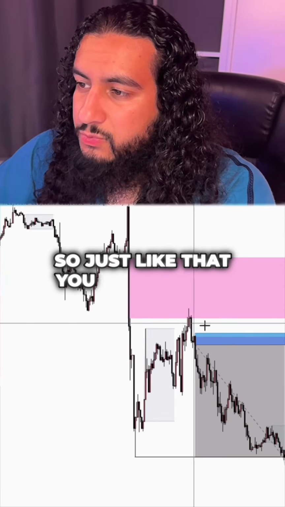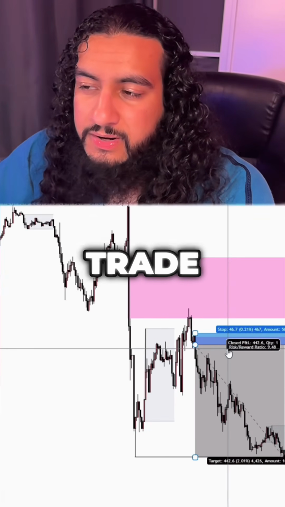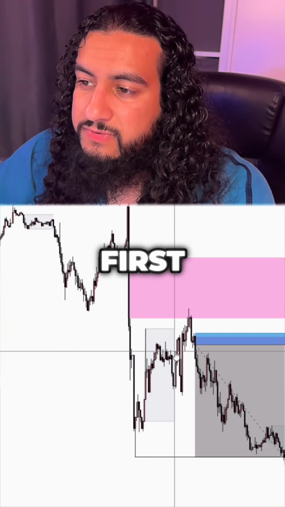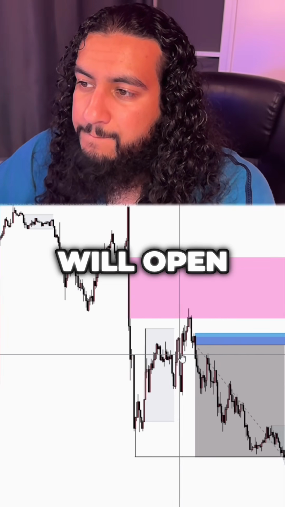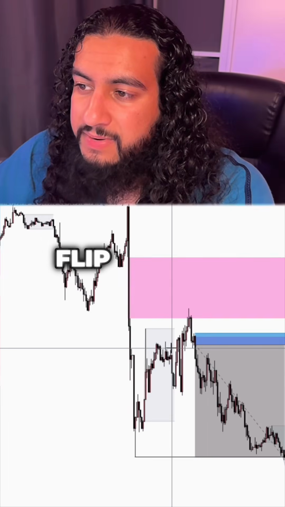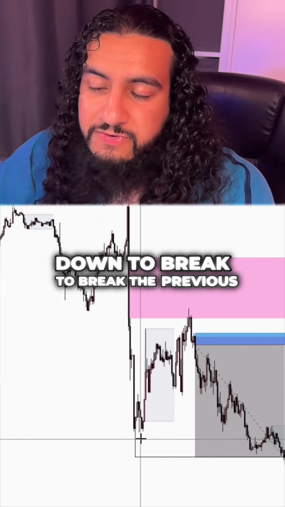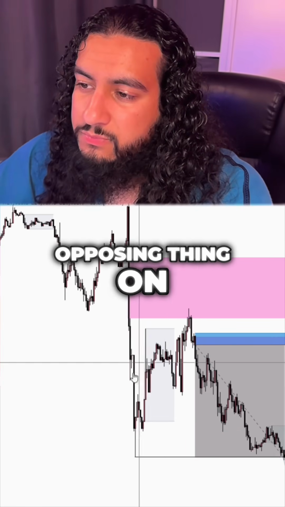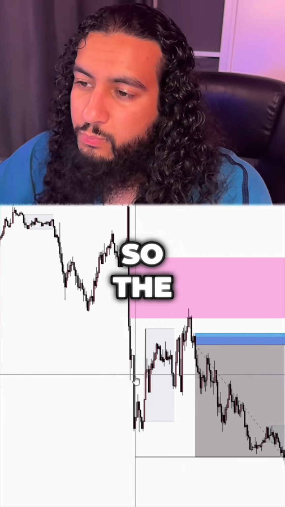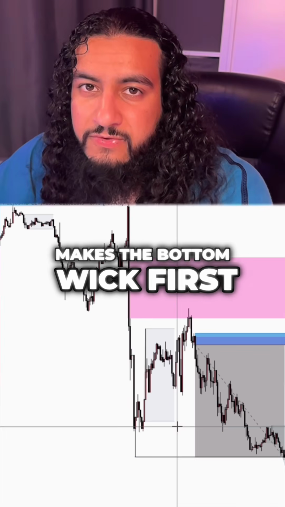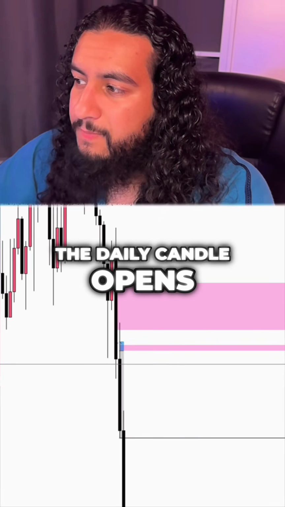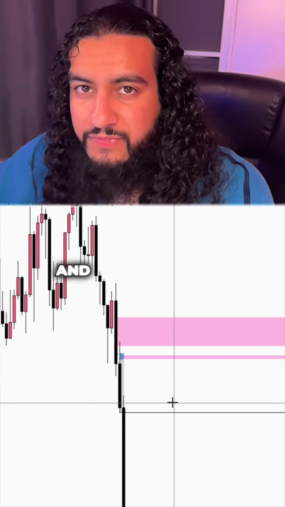So just like that, you would have caught a 1 to 9 risk to reward trade, simply understanding how daily candles print. First, the daily candle will open, make its top wick, flip bearish and continue down to break the previous low. That is typically what happens. And then obviously the opposing thing when it's buying. So the daily candle opens, makes the bottom wick first, flips bullish and then continues up.